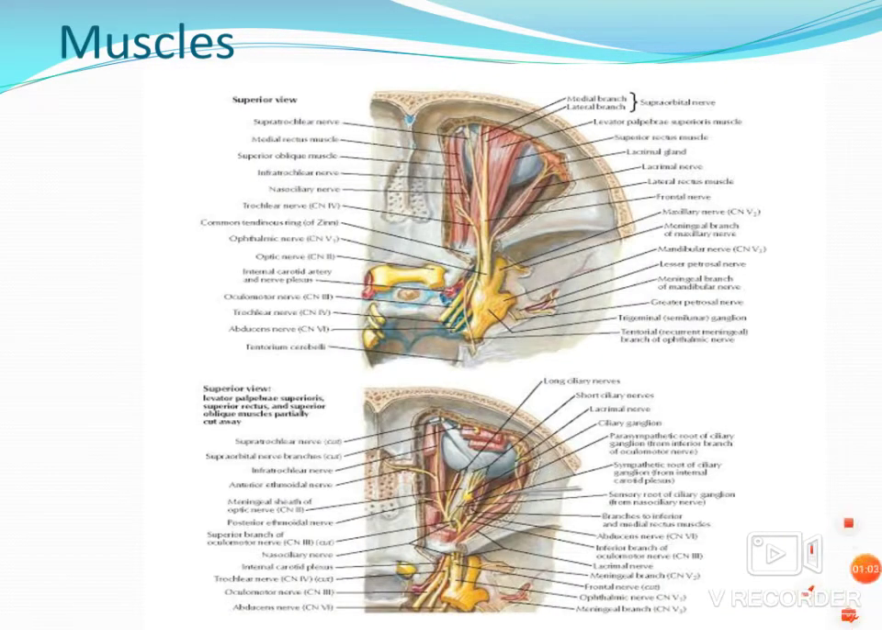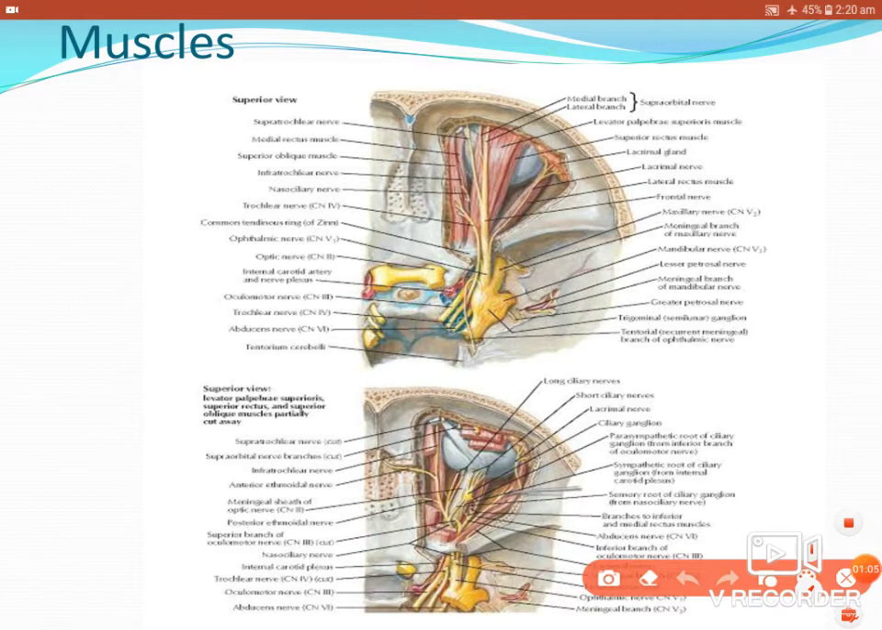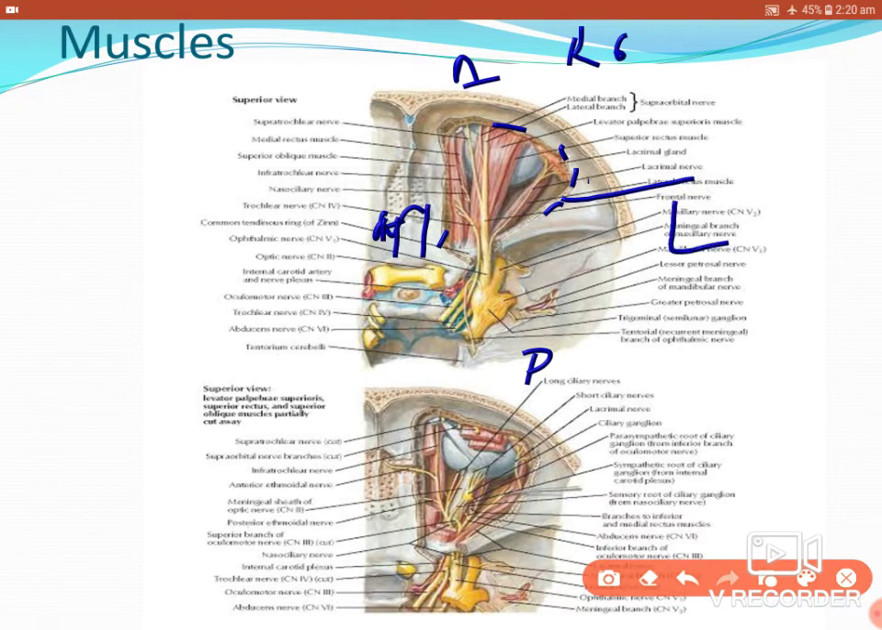Here this is the first figure, the anterior cranial fossa, superior view of this orbit. This is the anterior aspect, this is posterior. This is the right orbit. This is the medial aspect and this one is lateral. Here you can see the nerves associated with these extraocular muscles. This is the optic nerve, which enters the orbit through the optic canal.